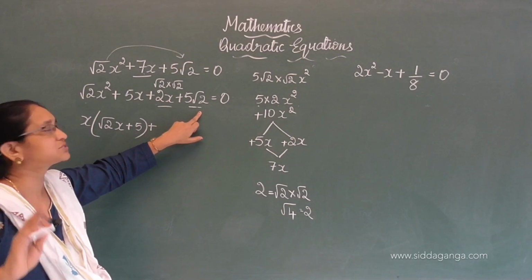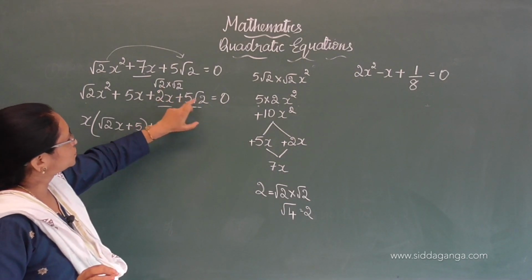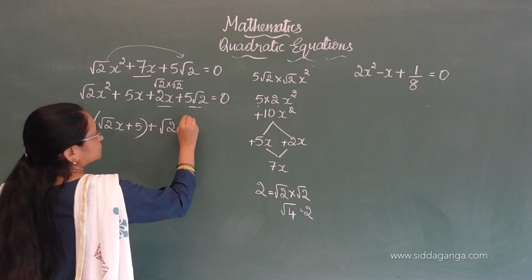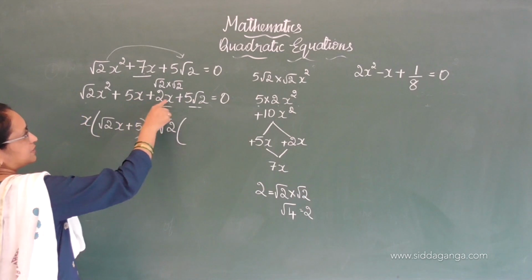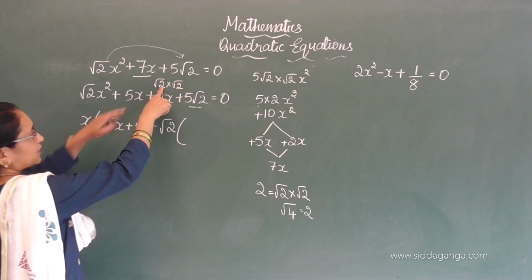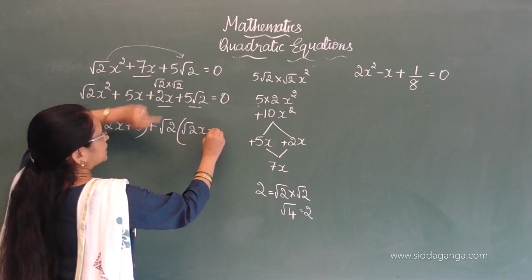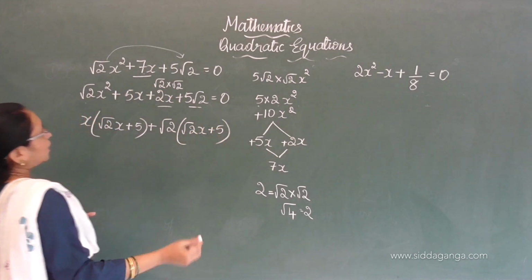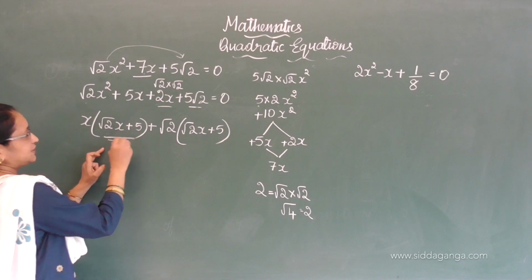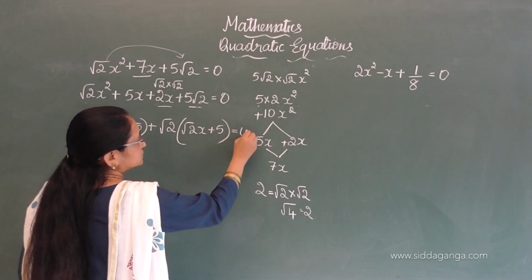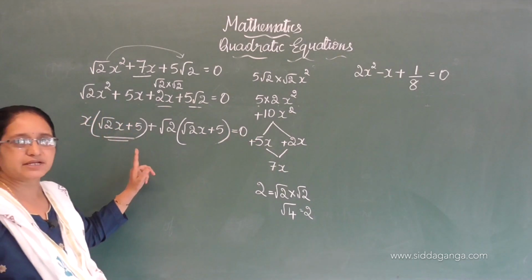So, now you see, is there any common here? Yes, there is common. Which is common? Root 2 is common here. So, now root 2 I will take outside. Then, what remains inside? See, 1 root 2 I have taken out. So, another root 2 x plus 5 remains, so you can easily write it is equal to 0. I hope you understood. Once again I will let you know.